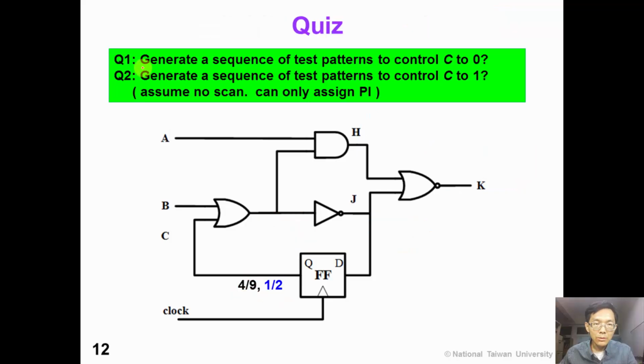Now, let's try to generate a sequence of test patterns to control the flip-flop output C to 0. And the quiz number 2, try to generate a sequence of test patterns to control C to 1. Please assume there is no scan and we can only assign the value of primary input. Please pause the video and work on this quiz.